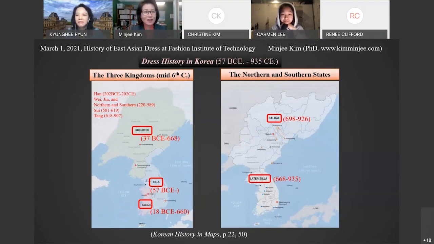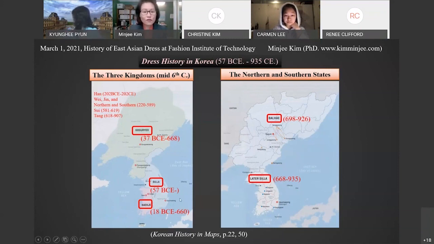Today's class temporally covers from 57 BCE through 935 CE, over 1,000 years, known as the Three Kingdoms period and the Northern and Southern States period in Korean history. I want you to check the location of the Three Kingdoms: Goguryeo in the north, Baekje in the southwest, and Silla in the southeast part of the Korean Peninsula. So close your eyes and think about where Goguryeo is located. Goguryeo was in the north, Silla southeast, and Baekje was southwest.